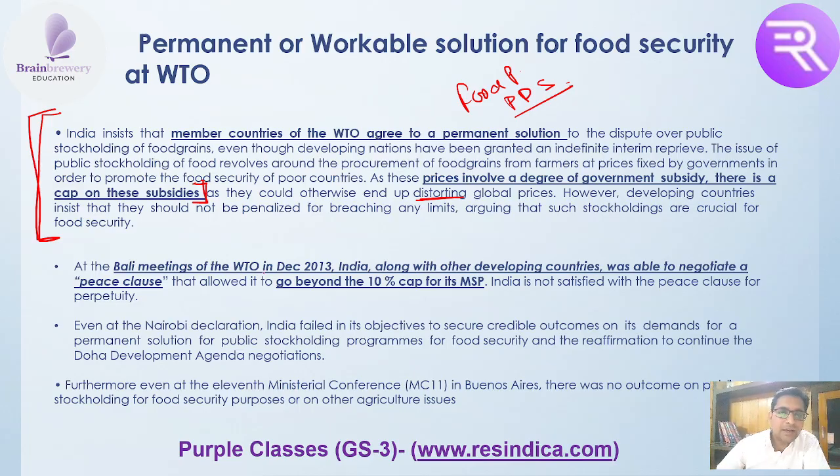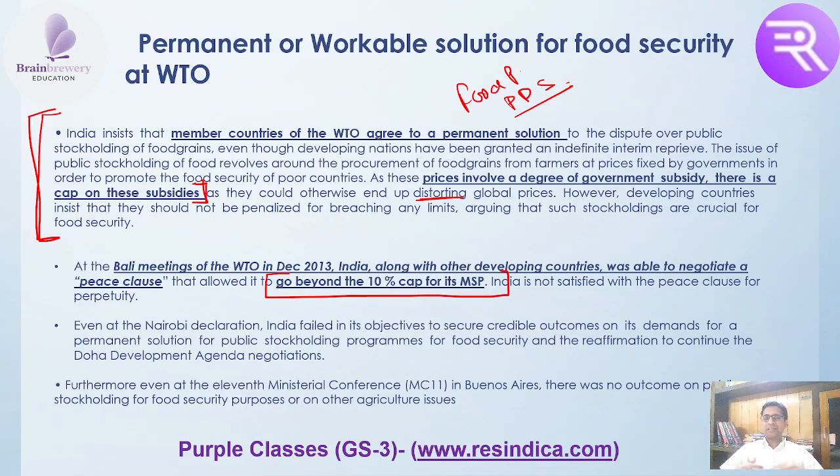So in the Bali meeting of the WTO, India along with other developing countries was able to negotiate a peace clause. That means you can go beyond 10% for its MSP. If you are providing MSP beyond 10% under the peace clause, in the Bali meeting India was able to negotiate this, but India is not satisfied because a proper time frame has not been set.